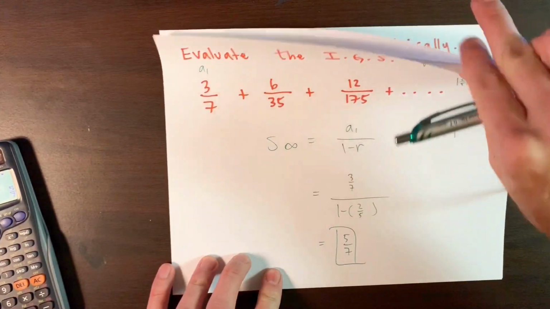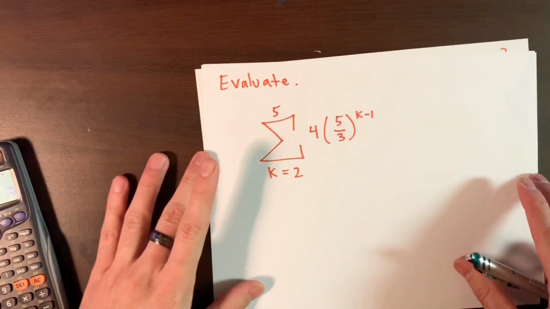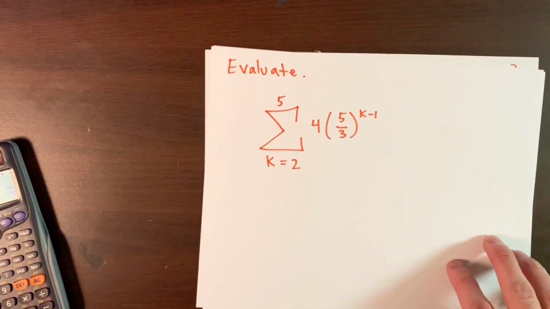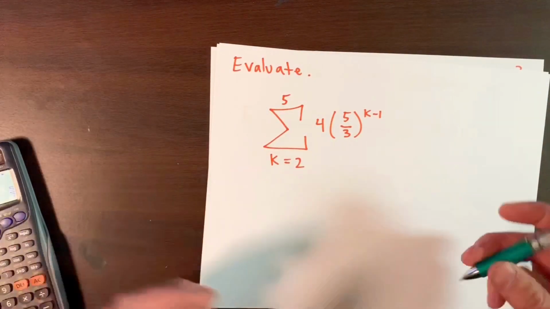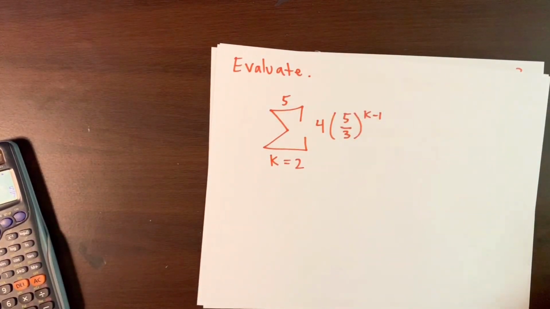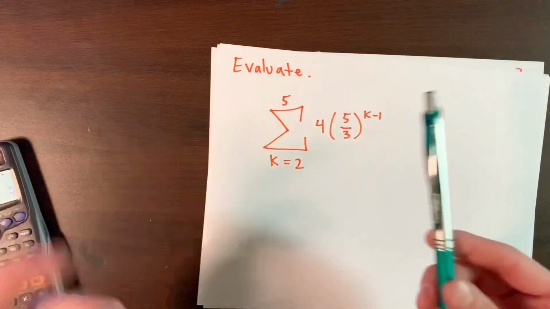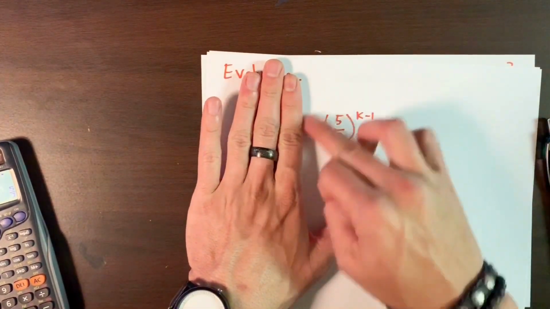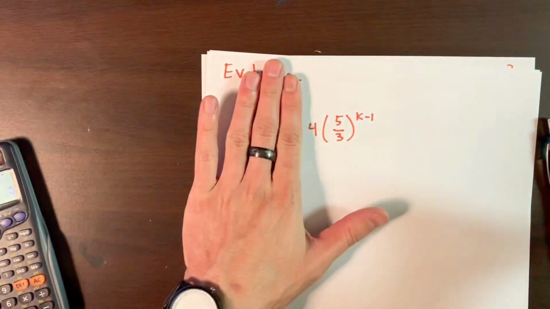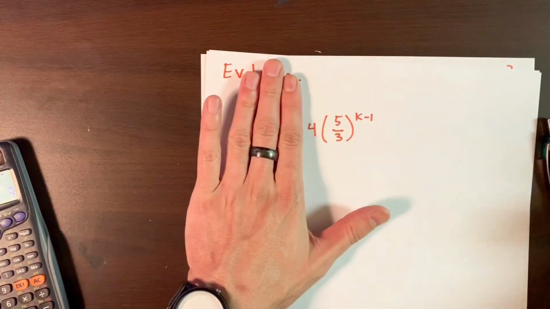Okay. All right. Evaluate this one here. So this is a series. That's what that symbol means. But what kind of series is this? Is this arithmetic or is this geometric? If the directions tell you, great. If not, you have to decide for yourself. To make that decision, look at this beast here. Look at this monster. Does this look like arithmetic or does this look like geometric?